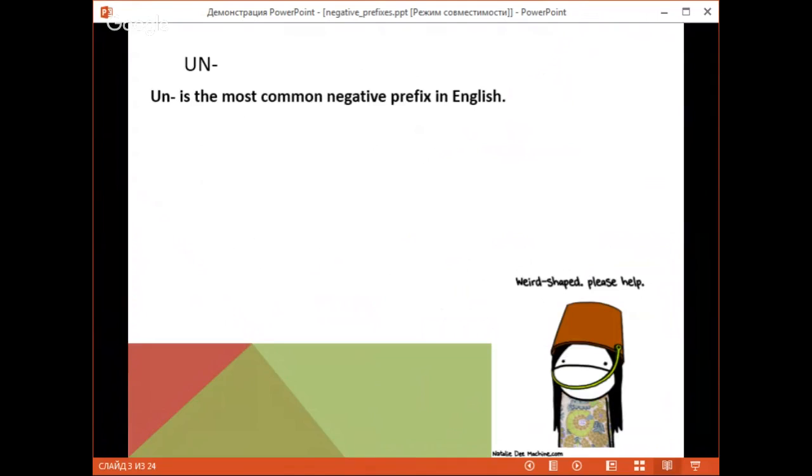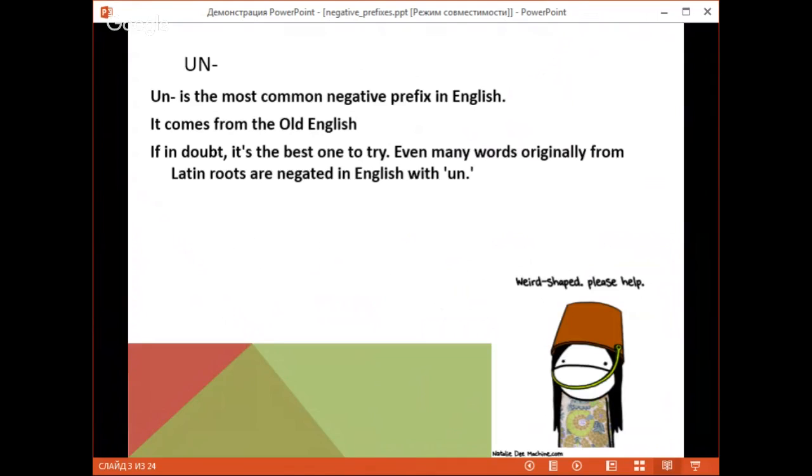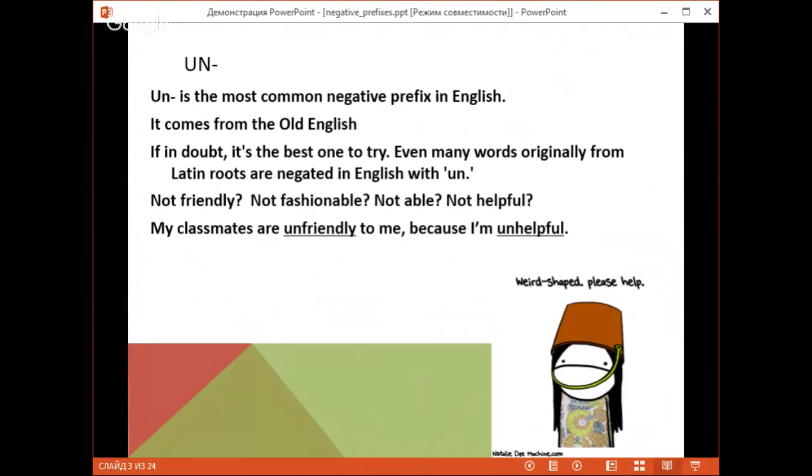It's the most common negative prefix in English, we must say. It actually comes from the Old English. And if you are in doubt, of course, probably the best one to try is prefix un. Even words originally coming from Latin in English are negated with un. Of course, we have to be careful and always check with the dictionary, but you will see that un is a very common prefix. For example, not friendly, not fashionable, not able, or not helpful. Of course, you use un with those words.